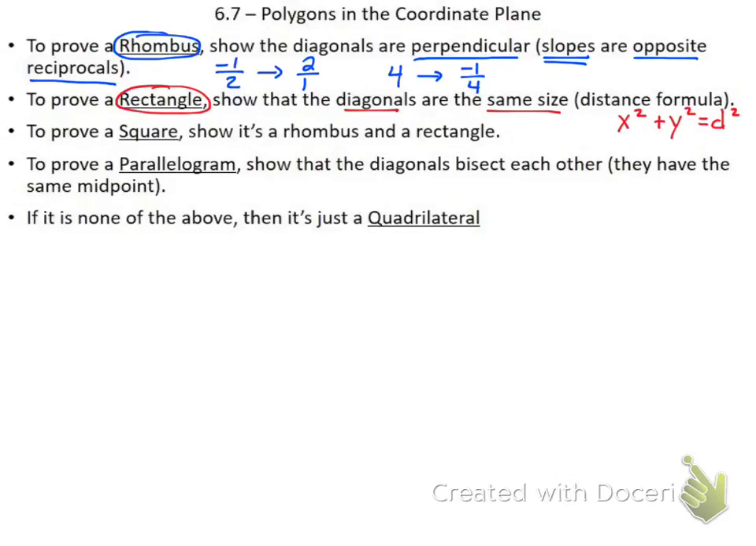The next one, show it's a square, just like we talked about yesterday. It is a rhombus and a rectangle. And sometimes it won't be either of those, and so to prove it's a parallelogram, we want to show that the diagonals bisect each other, which means they just have the same midpoint. And if it's not a parallelogram, which is the first thing that we're going to check, then we know that it's just a quadrilateral. It's nothing else. Okay?